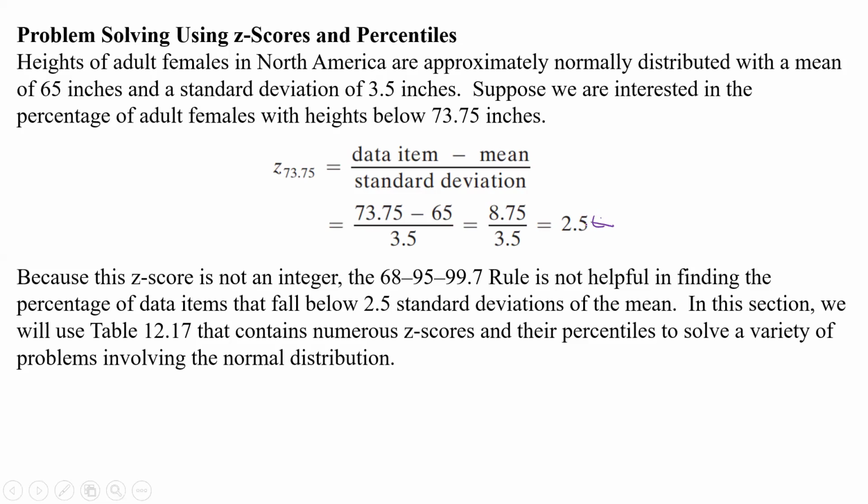Now, this z-score is not an integer, so we can't use the rule we used in the past, which was the 68, 95, 99.7 rule. It's not helpful for finding something with the 2.5 or any other number besides ones that fall within this range. So in this section, we're going to use Table 12.7, which has z-scores left and right, and then we can solve a variety of problems with it.